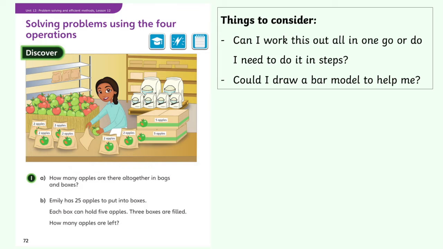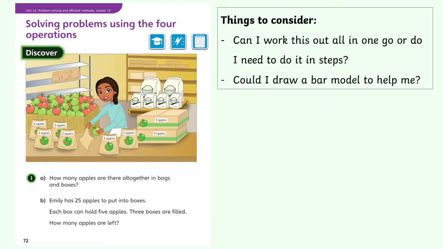So while you're doing this, discover some things to think about. Can you work all of this out in one go, or do you need to do it in steps? And could you draw a bar model to help you? So have a go at the discover, click pause and then click play when you want to share and talk about the answers together.